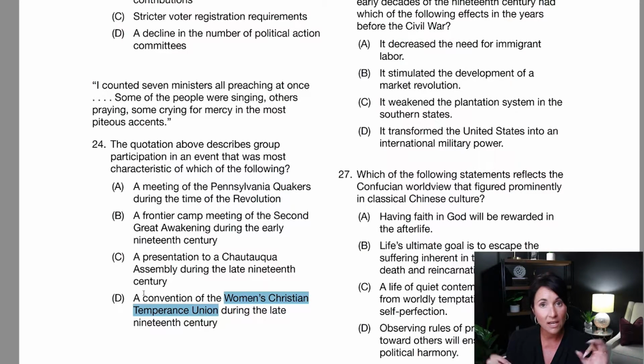So it's always good to take a look at those answer choices and research those. Often when I'm writing my books, I will look at the answer choices that they give here, and I'll write questions on, like this one here, C, you can see presentation to Chautauqua. I'll write a test question about Chautauqua to make sure that we're covering all of our bases. So you can do that too as you are studying for this exam.